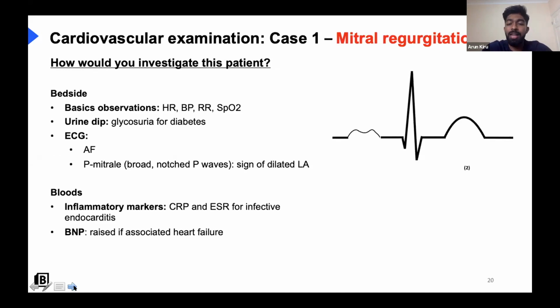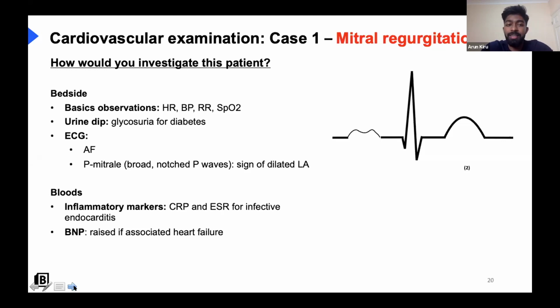So I like to start with some bedside tests, basic observations, always relevant: heart rate, blood pressure, respiratory rate, O2 sats, because they could all go off in a patient who's acutely unwell. Do a urine dipstick, look for glycosuria, because that's one of the vascular risk factors, diabetes.